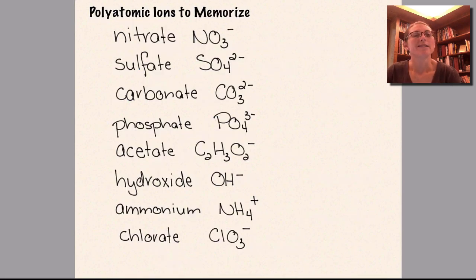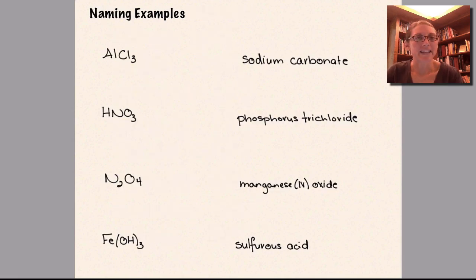Okay, folks, since these acids are based on polyatomic ions, you're going to have to know some polyatomic ions. Here are the 8 that I want you to have memorized: nitrate, sulfate, carbonate, phosphate, acetate, hydroxide, ammonium, and chlorate. Please note that chlorate, iodate, and bromate all have the same pattern, just switching out those halogens, but these are the 8 you need to have memorized. Make flashcards. Last thing I'm going to do is we're going to work some naming examples.